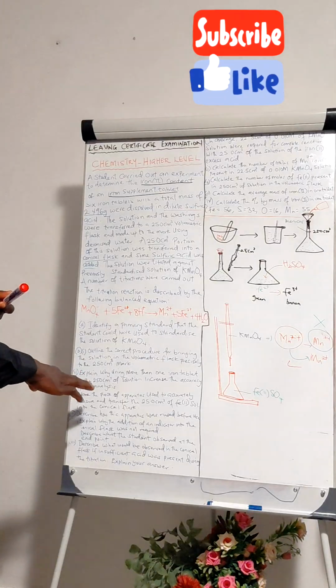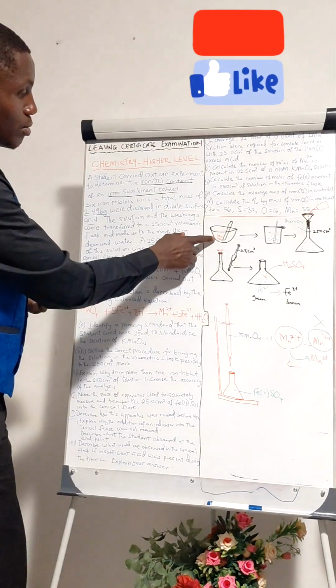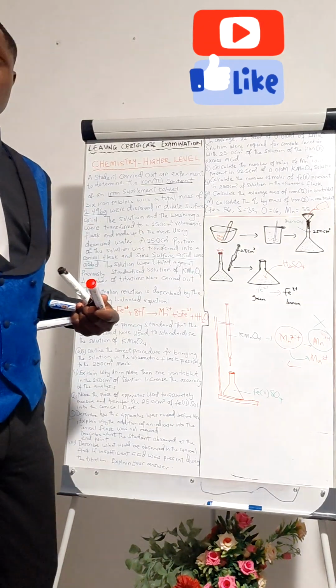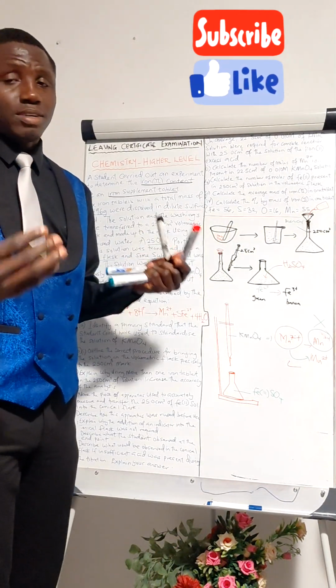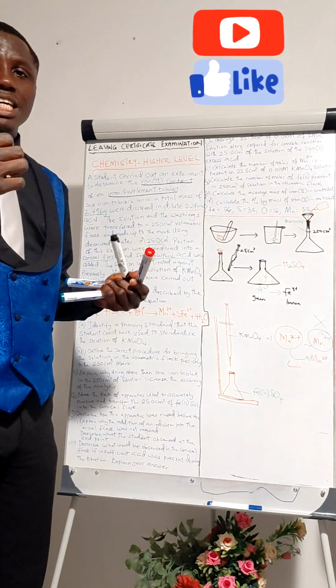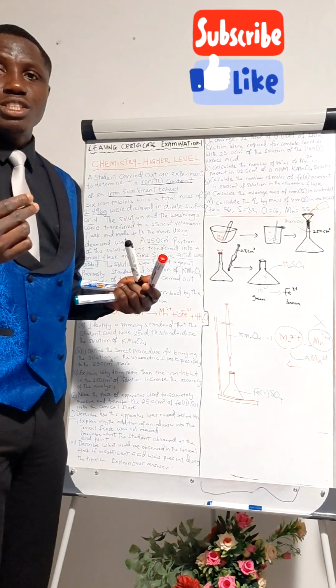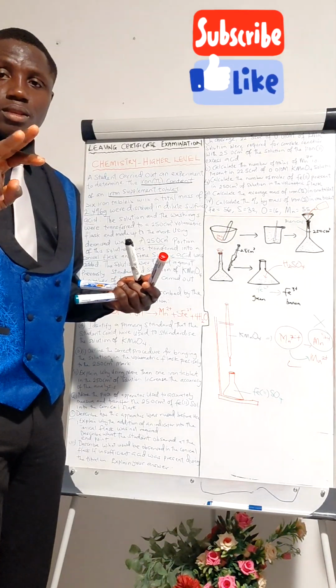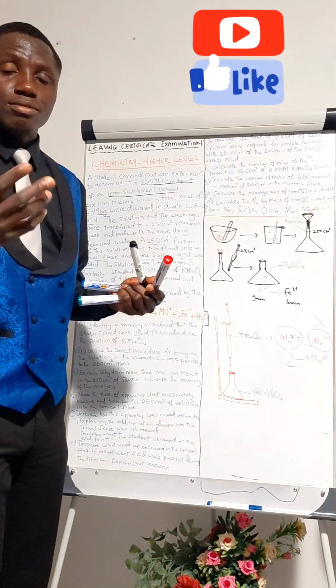Then explain why we use more than one tablet. You can see we use 6 tablets. Why do you use more than one tablet? The first reason is to increase the mass of analyte. You must have a reasonable amount of analyte in the reactions, in the titration. So that's why 6 tablets are used, to increase the mass of analyte.